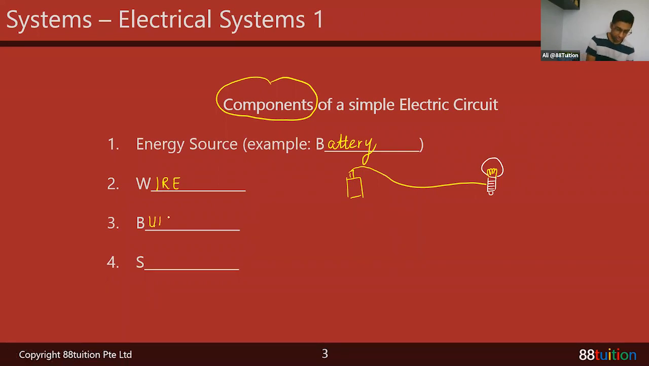Okay, so we can write bulb here. And we need to complete the circuit by joining the tip of the bulb. You see, this is the metal body and this is the metal tip. The metal tip has to go back to the battery with another wire, and then you complete the circuit. Then you can light up. It lights up. Okay, so what is the last one you need?